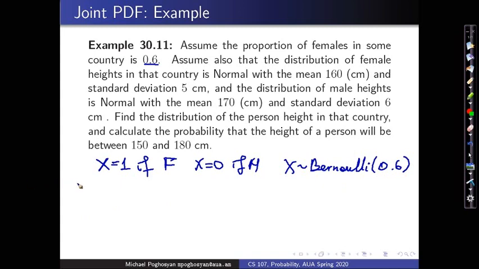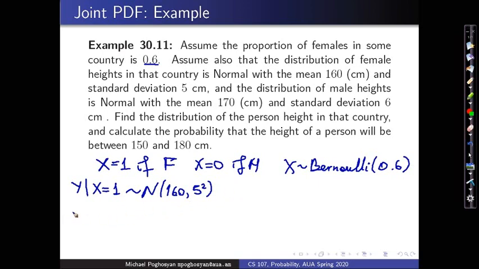Now, why is the height of a person in that country distributed differently for different values of X? So I'm writing, given that X is 1, the distribution of Y is the following. If X is 1, it means our person is female, the distribution of height of a female is normal, with mean 160, and standard deviation 5. I'm writing 5 squared, because I'm writing variance here.